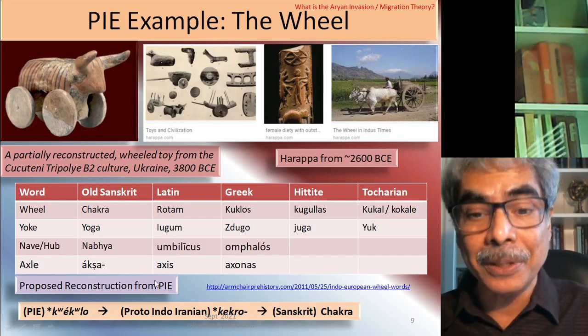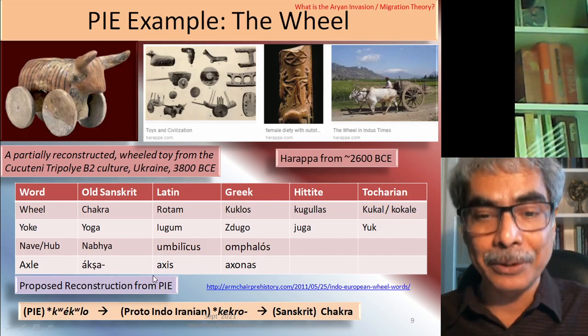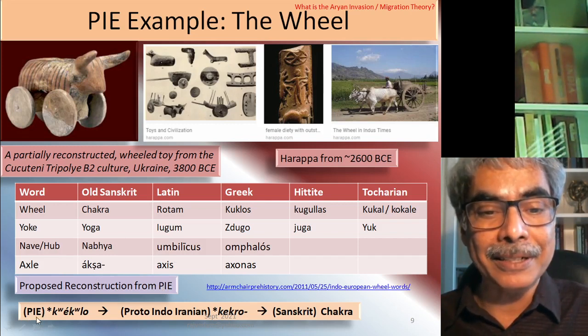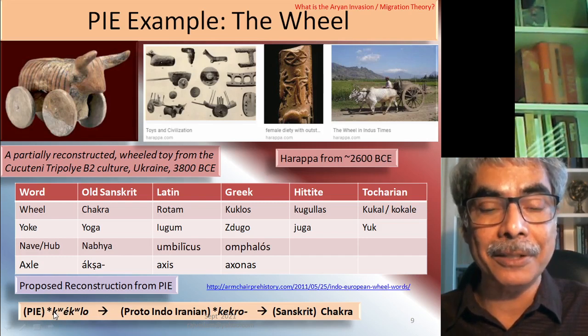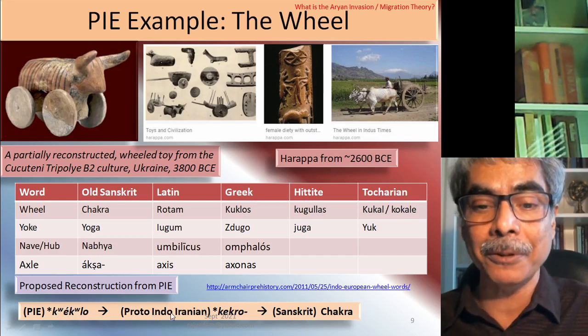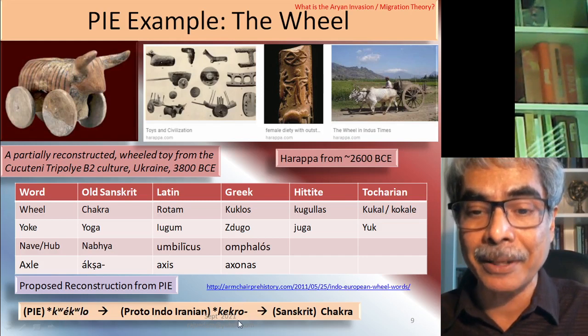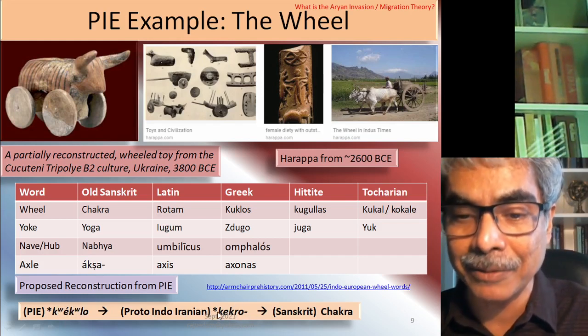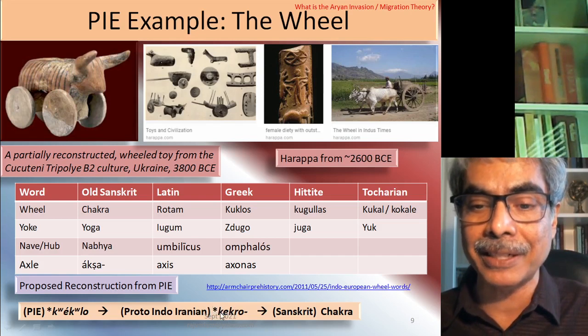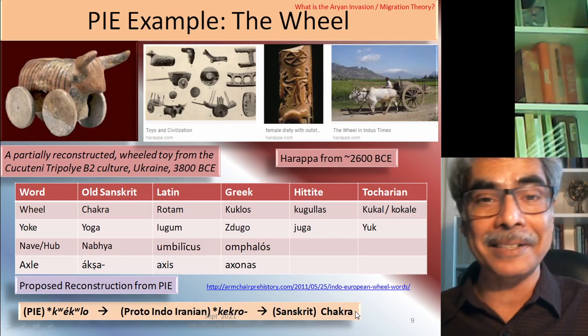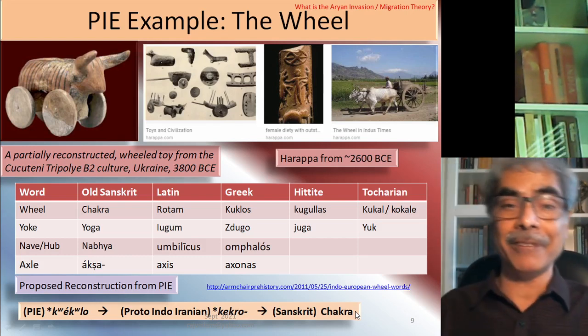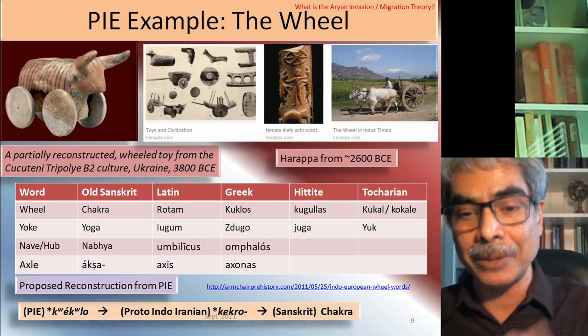So the proposed reconstruction from Proto-Indo-European is, people said that there was a word called *kweklo. Anything with a star means it's not a real word, it's a reconstructed word. This reconstructed word, they propose, morphed into the Proto-Indo-Iranian word called *kekro. Again, there is no evidence for this word except that it is reconstructed with a star over here. And this gave rise to the real Sanskrit word called chakra. So this gives a flavor for how a roundabout theory has been made.